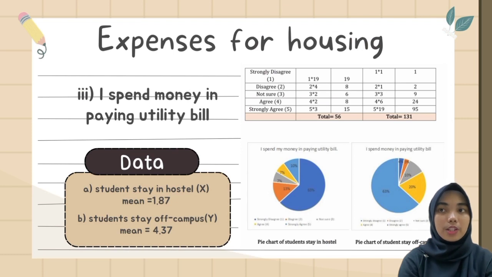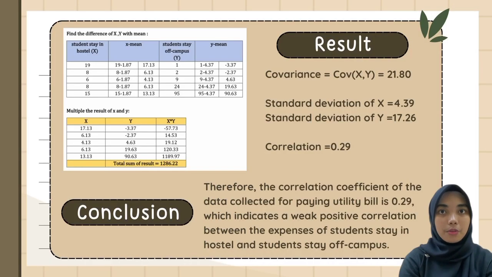Okay, next question is I spend money in paying utility bill. This is the table and the pie chart. For the data, the mean of students who stay in hostel X is 1.87 and the mean of students who stay off campus Y is 4.37. The covariance of X and Y is 21.80.